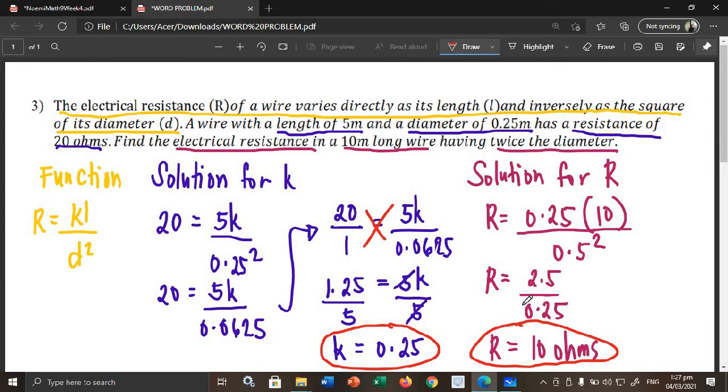So in this word problem, the constant of variation is equal to 0.25 and the resistance of a 10-meter long wire having twice its diameter, which is 0.25, is equal to 10 ohms. So that's it. That is everything about combined variation.